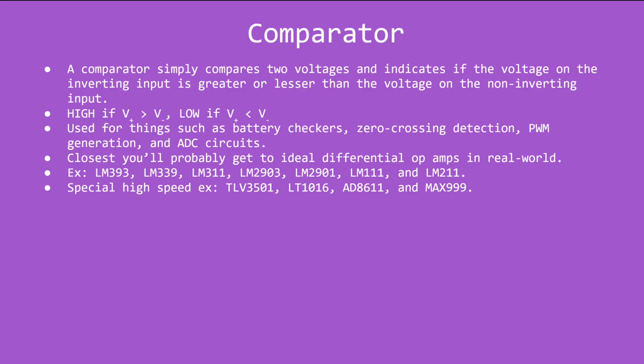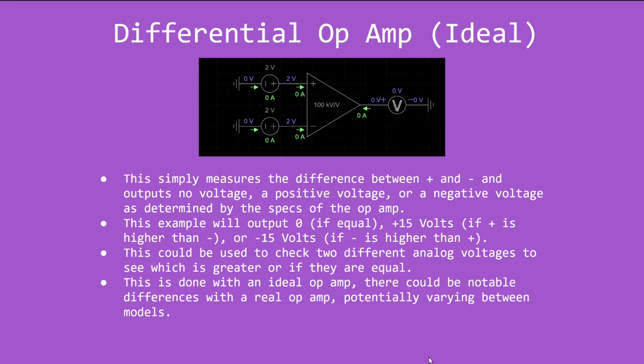You'll see this a lot with battery checkers, zero crossing detectors, pulse width modulation generation, and analog to digital circuits. Probably the closest you'll actually see to the ideal differential op amps in the real world. The LM393 is probably the most common model you find, but there's plenty of others. There's even ones that are meant for high-speed comparisons, which may be necessary for given applications.